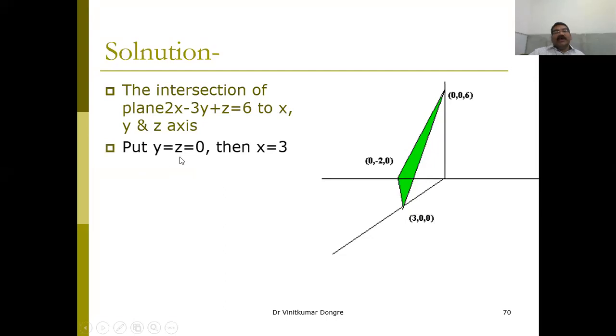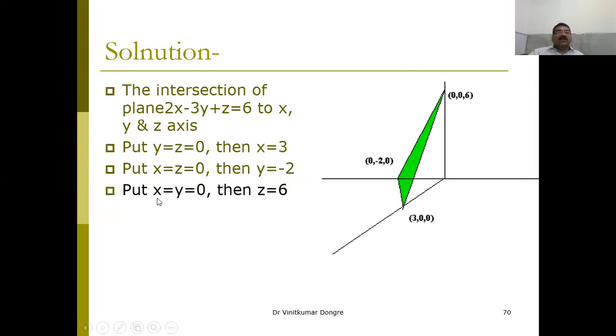Put y and z equal to 0, then in this formula 2x = 6, so x = 3. Same thing, with x and z equal to 0: -3y = 6, so y = -2. Again, find the third coordinate with x = y = 0, so z = 6. So you got the intersections of this plane.